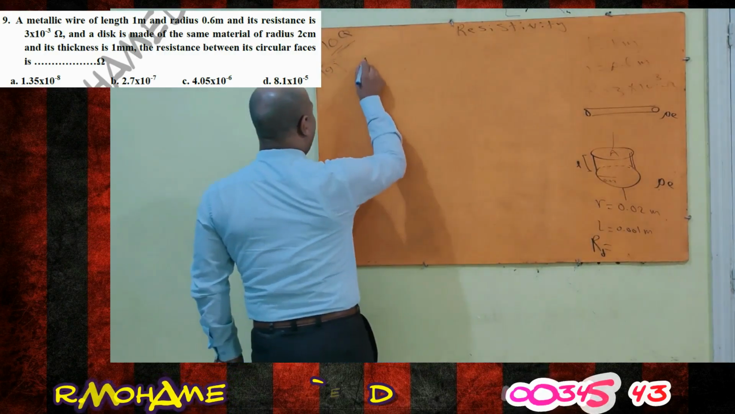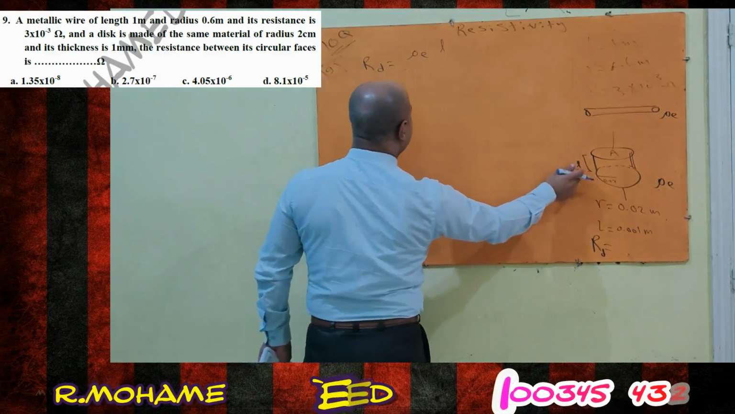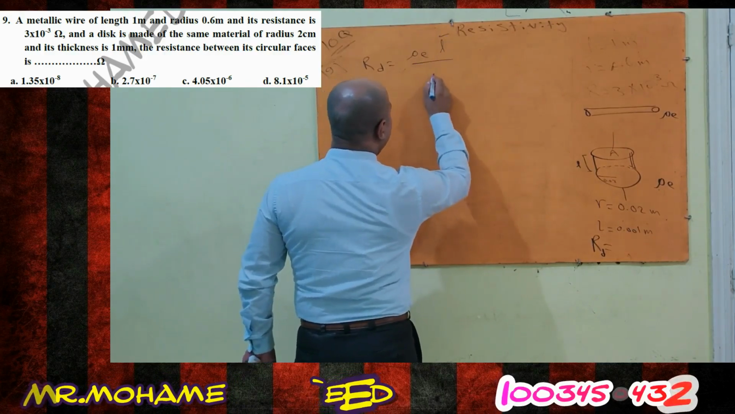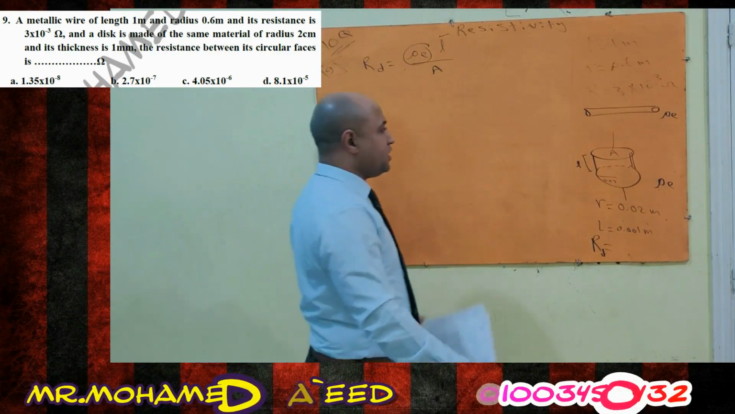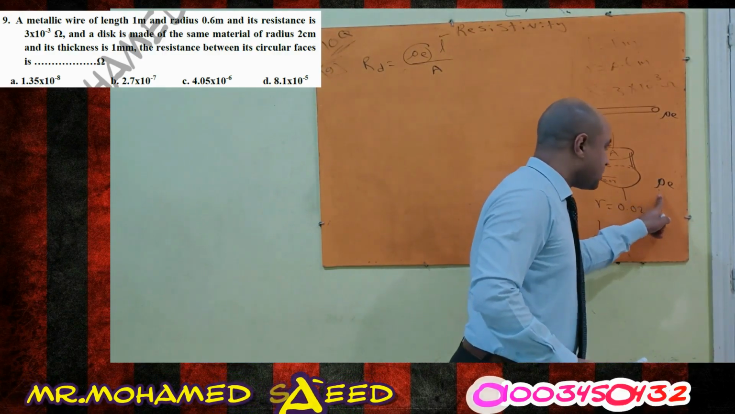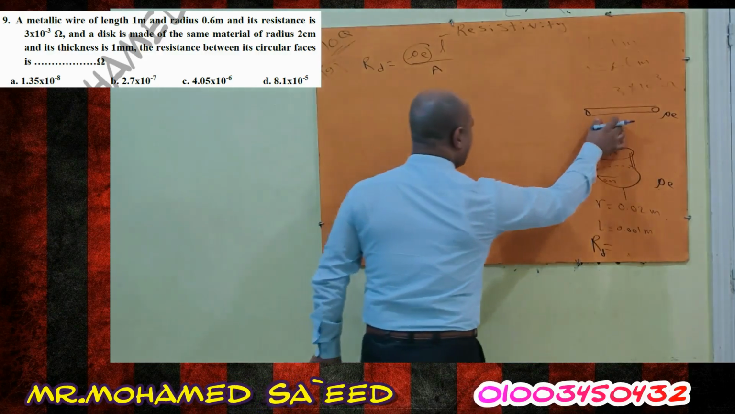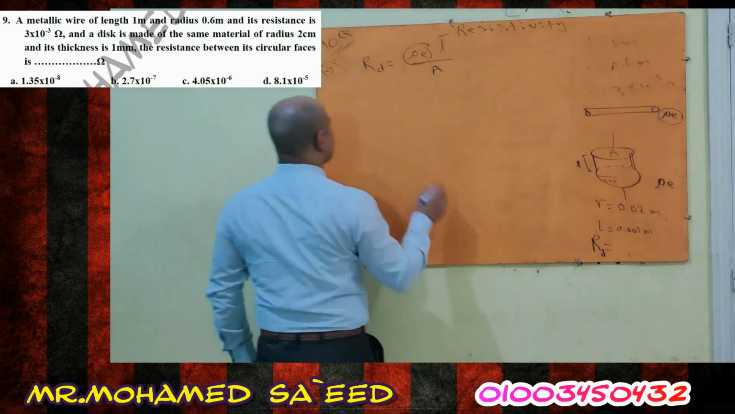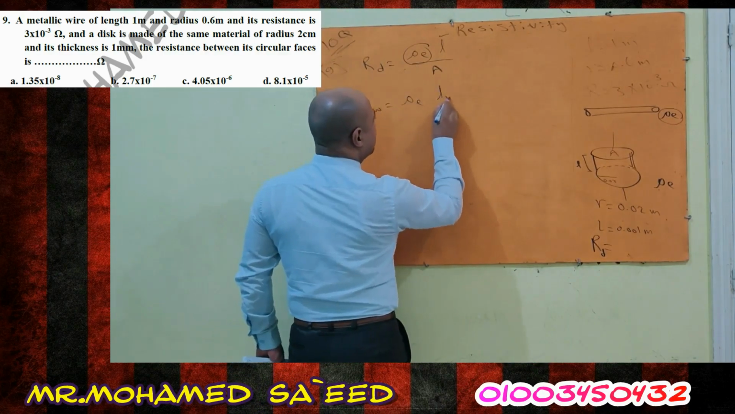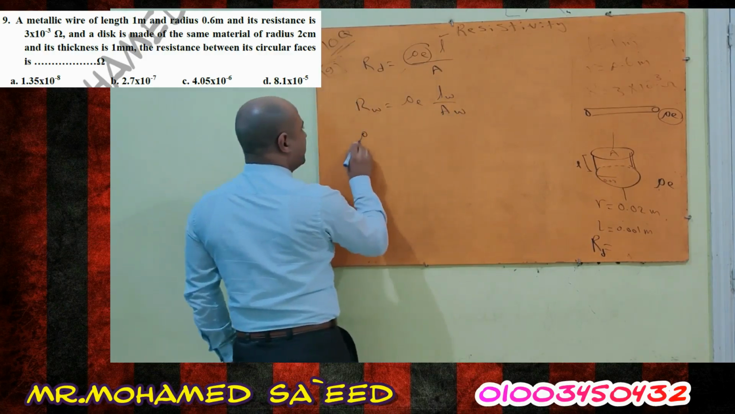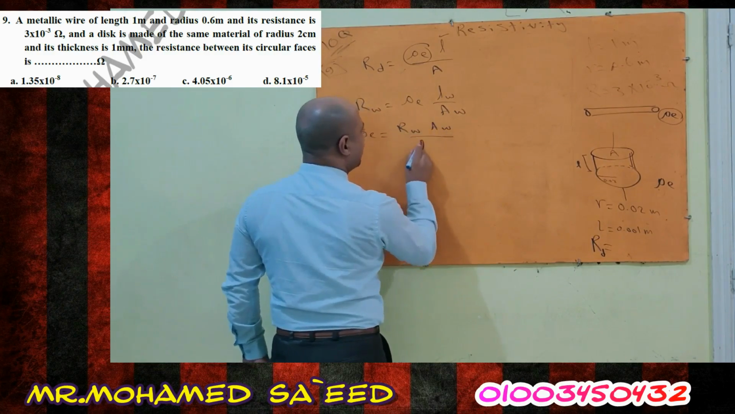We have learned before that R of the disc equals rho times L, the thickness of the disc, over the area. We have the area of the disc, but we didn't have its resistivity. But its resistivity equals the resistivity of the wire because they are made of the same substance. So from the wire we can get the resistivity of the disc. R wire equals rho times L wire over A wire. So rho equals R wire times A wire over L wire.